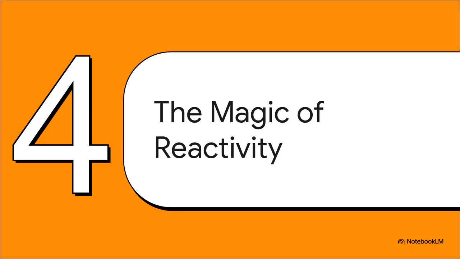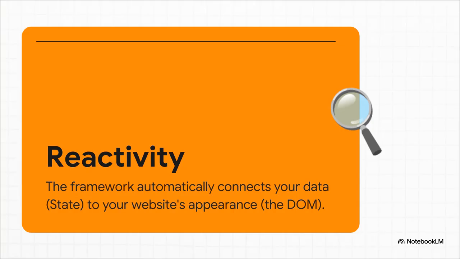Okay, that takes care of repetition. But what about that biggest challenge, the state management nightmare? This brings us to the second revolutionary concept, and frankly, the main magic of frameworks: reactivity. Reactivity is basically the framework's superpower. It automatically forges a live connection between your application's data, what developers call the state, and the actual web page the user sees, the DOM.